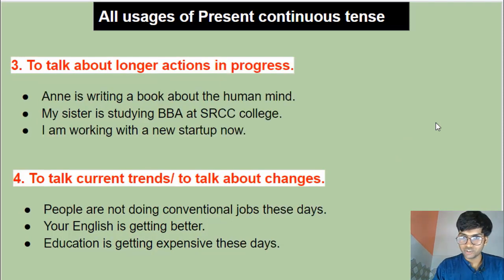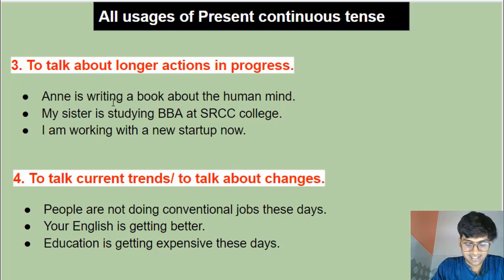Let's talk about usage number 3: to talk about longer actions in progress. Okay, look at this example, you'll understand this. Annie is writing a book about the human mind. Annie is doing something which is an action. What is that? Writing a book.